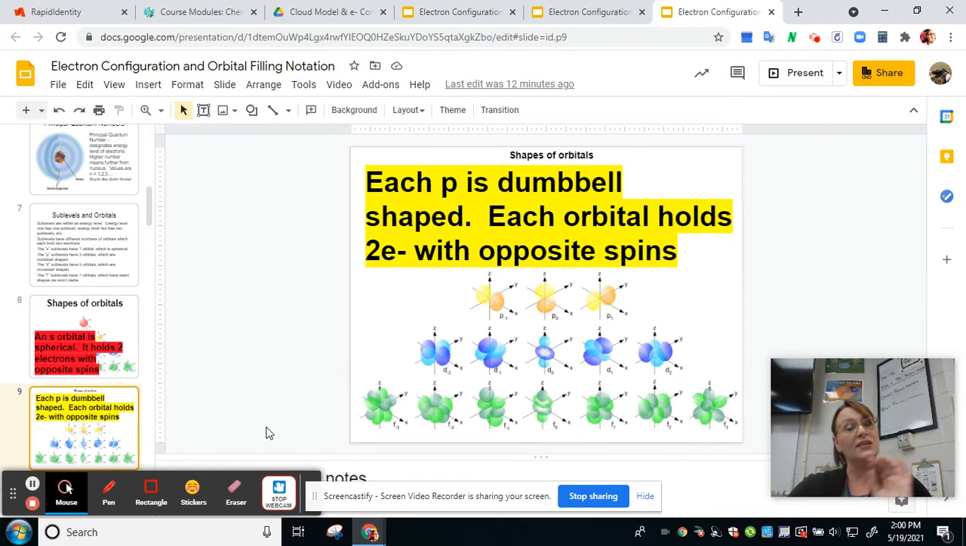Okay, there are 3 possible dumbbell shapes in the p sublevel. There are 3 dumbbell shaped, and they kind of look like this. It's just a dumbbell shape that's oriented in different axes. Each one of those orbital clouds can hold 2 electrons. So the maximum number of electrons for the p sublevel would be 6. 6 electrons for p's.